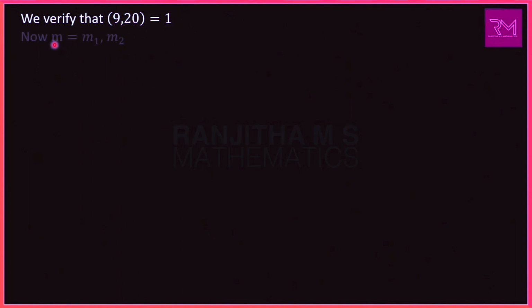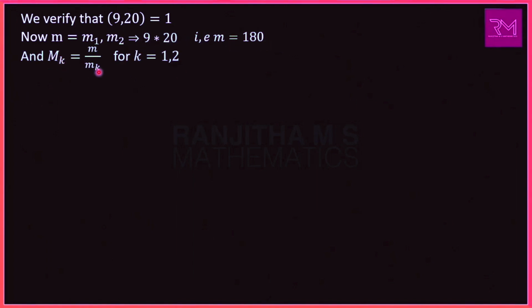After verifying the GCD, next we have to take m is equal to m1 into m2. Here m1 is 9 and m2 is 20. If you multiply 9 and 20, we get small letter m value 180. Next, we have to find Mk is equal to small m by mk for k is equal to 1, 2 because we have two linear congruences.